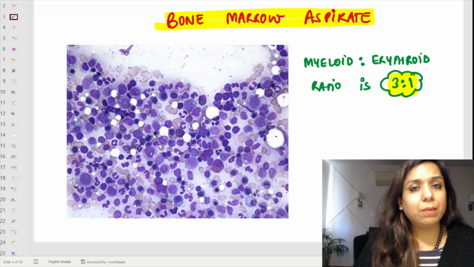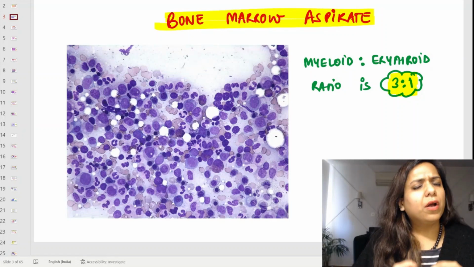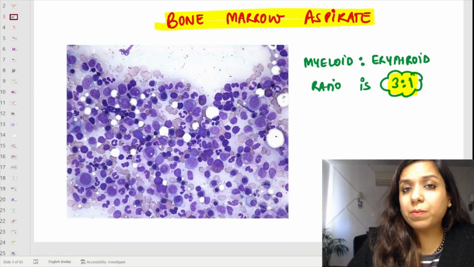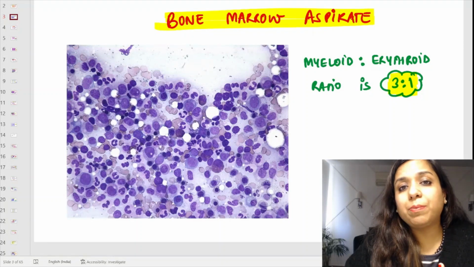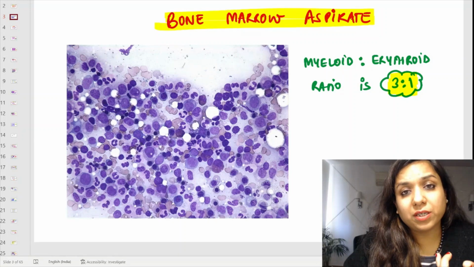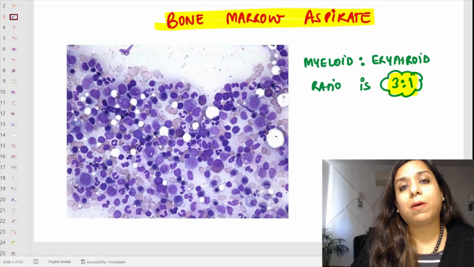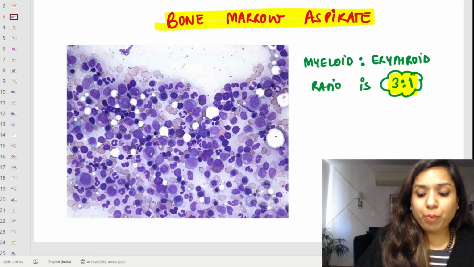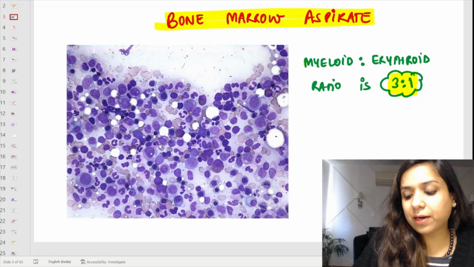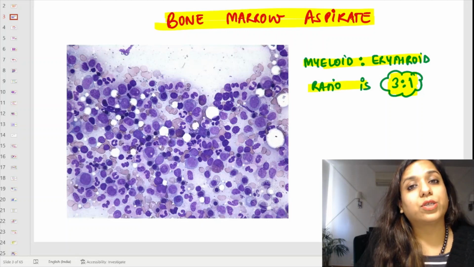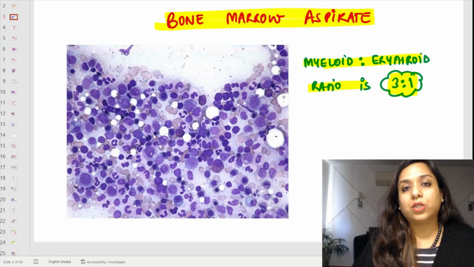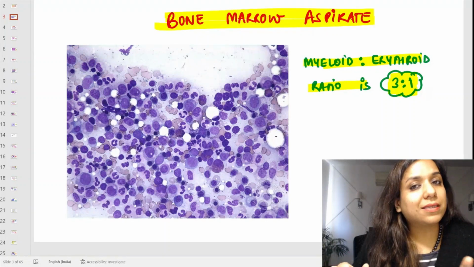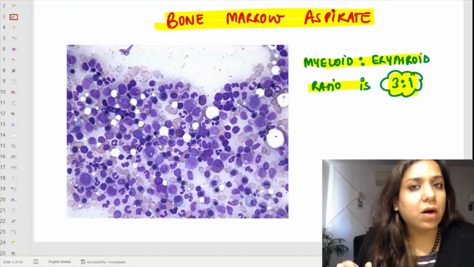When you see an image like this, right, with a lot of cells, which are basically the RBC precursors, the WBC precursors, and the megakaryocytic precursor, it is a bone marrow aspirate, right? This is a normal bone marrow aspirate. Important thing to take home here is that the normal myeloid to erythroid ratio is 3:1 to 15:1. It has such a wide range, but if you have to mark one answer, the answer is 3:1. That is the best answer, right?